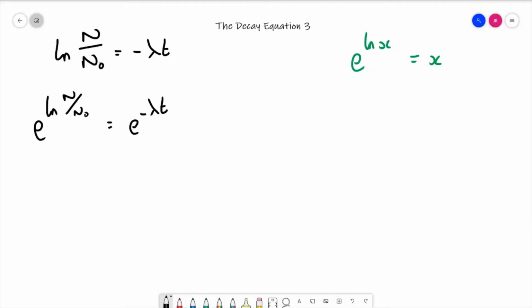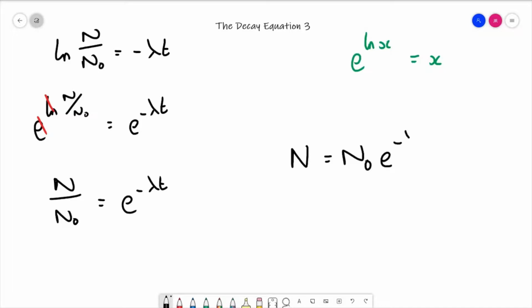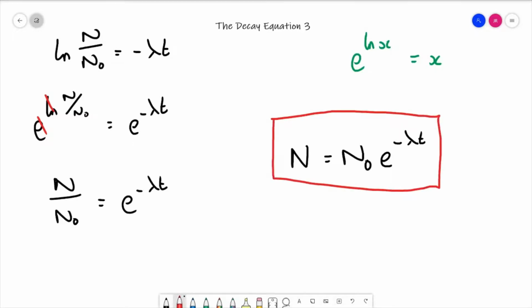As we said with the rule in green, on the left hand side the e and the natural log cancel each other out, and what we're left with is n over n0 is equal to e to the minus lambda t. Our final stage then is just to multiply both sides by n0, and what we're left with is n is equal to n0 e to the minus lambda t. And at that point I can put that into a red box, and that is now the decay equation.